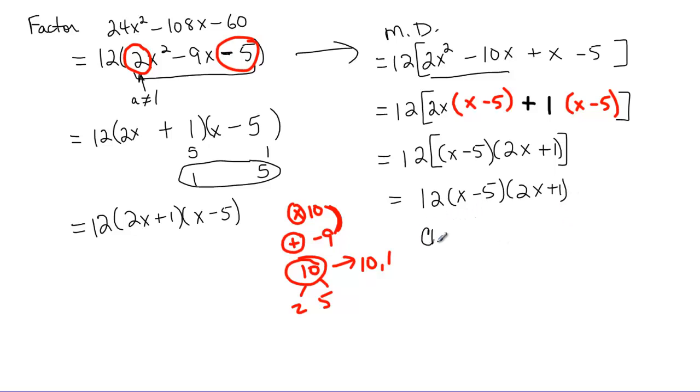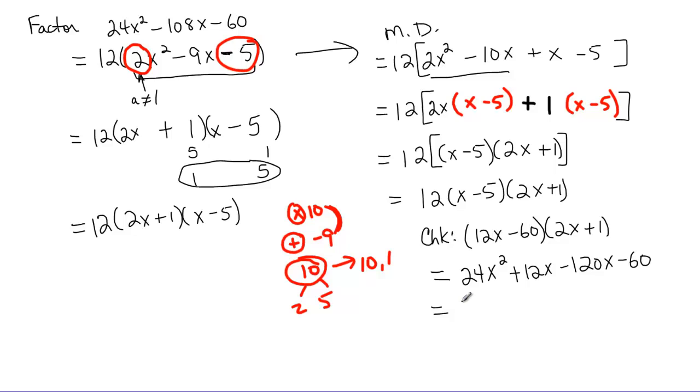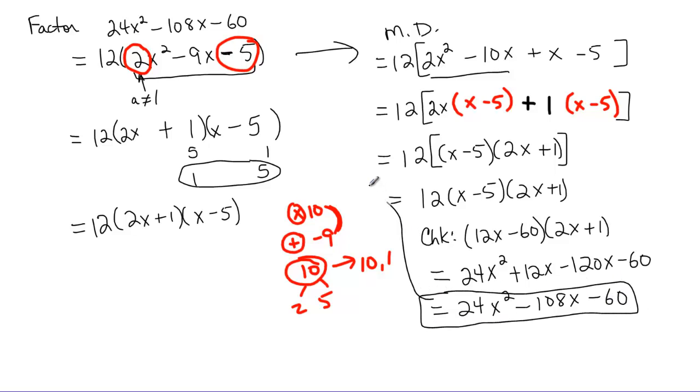How would you check that? Remember, take the 12 into the first bracket. Then FOIL. There's my 24x squared plus 12x minus 120x minus 60, which, when I collect those like terms in the middle, that should match that if I've done it right.